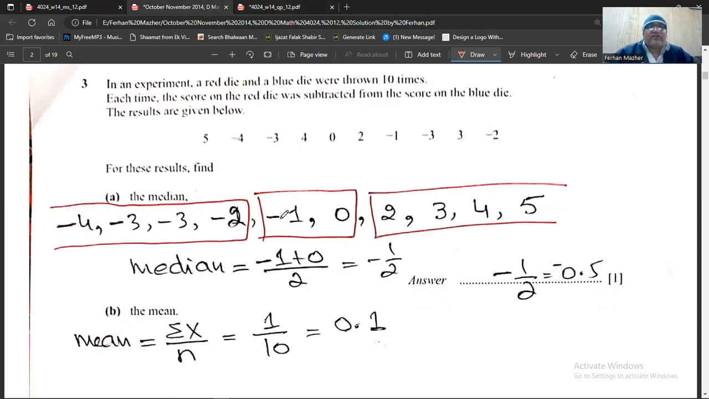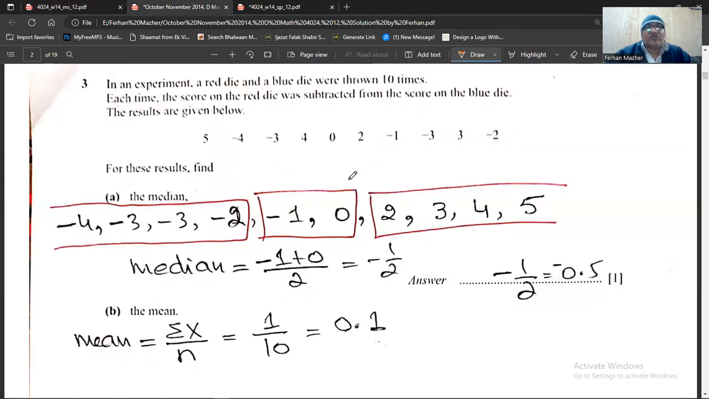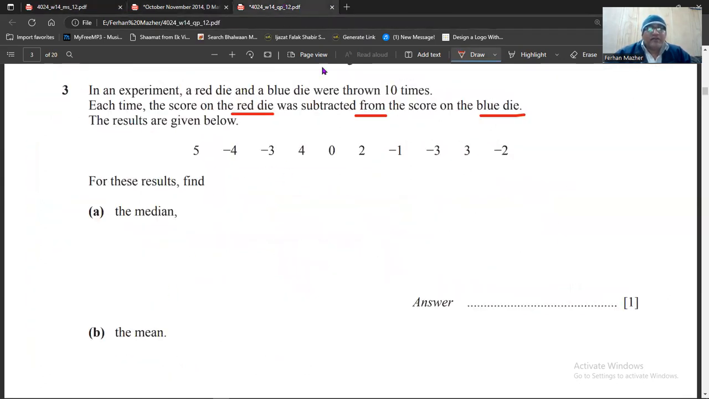Okay, so I will arrange them: minus 4, minus 3, minus 3, minus 2, minus 1, 0, 2, 3, 4, 5. Because there are 10 numbers, there are 4 numbers on the right, 4 numbers on the left, and in the middle you will have these two numbers. You add them up and divide the sum by 2, so you get minus 1 by 2, which means minus 0.5. So the median is minus 0.5. So this is the solution.